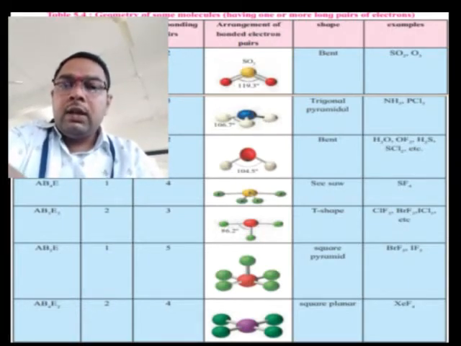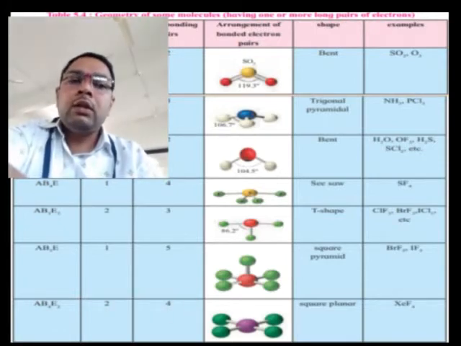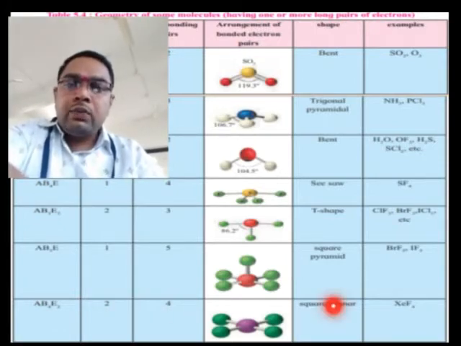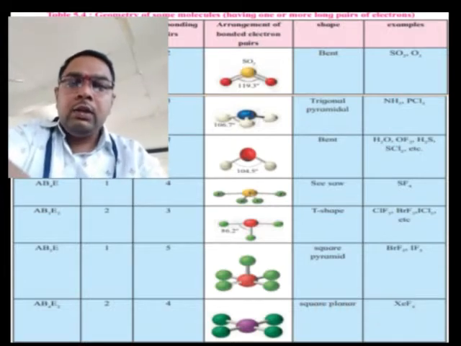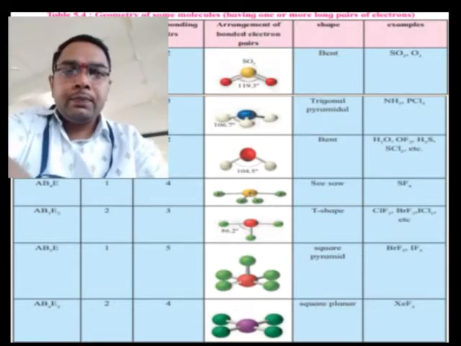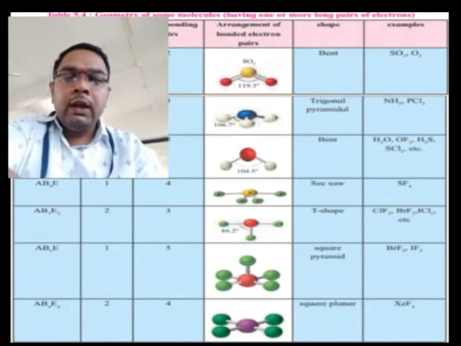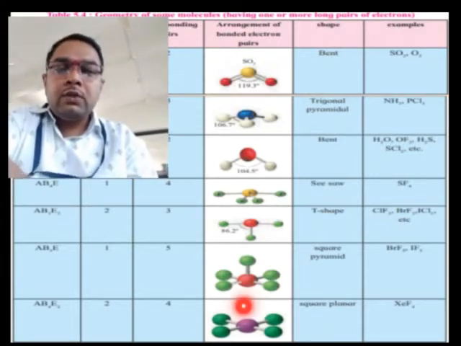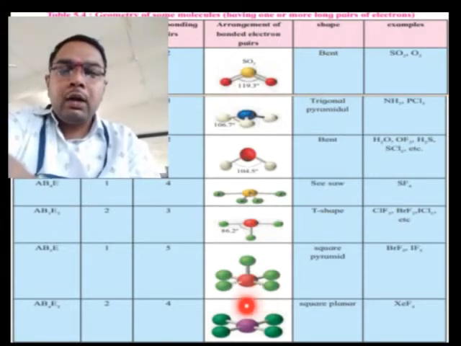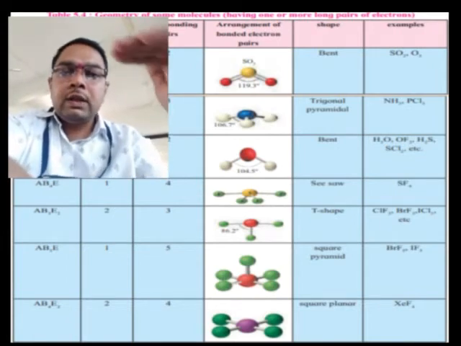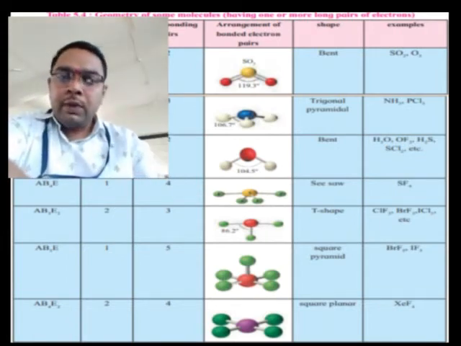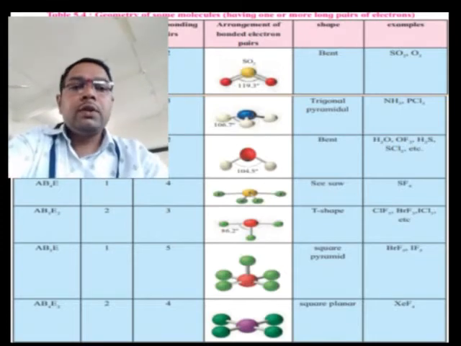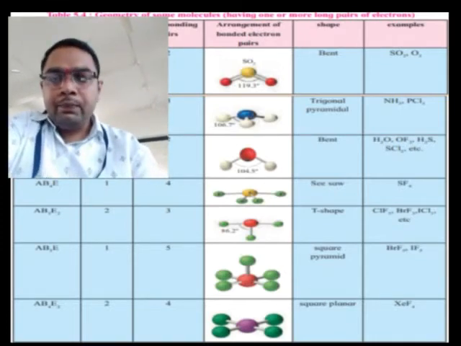And the last is AB4E2, that is 2 lone pairs and 4 bonding pairs. The geometry is square planar. For example, xenon tetrafluoride. In this case, the first lone pair is present on the upper part of the plane and the other lone pair is present below the plane. Therefore, it forms a square planar geometry.